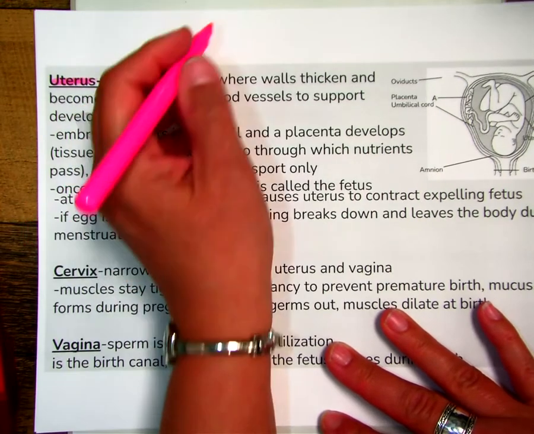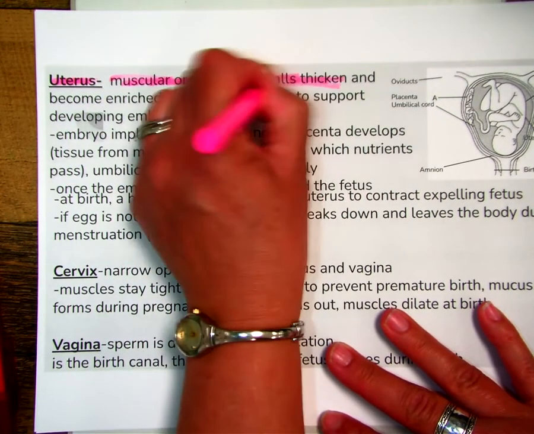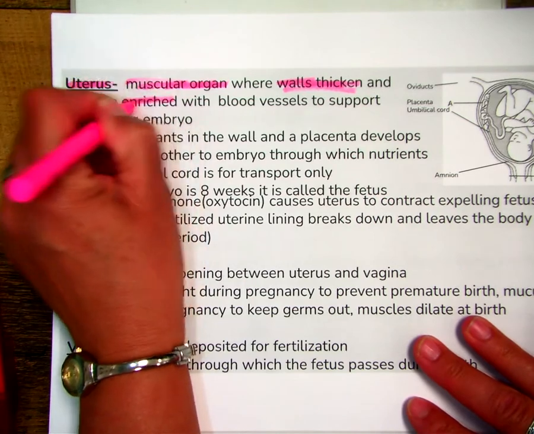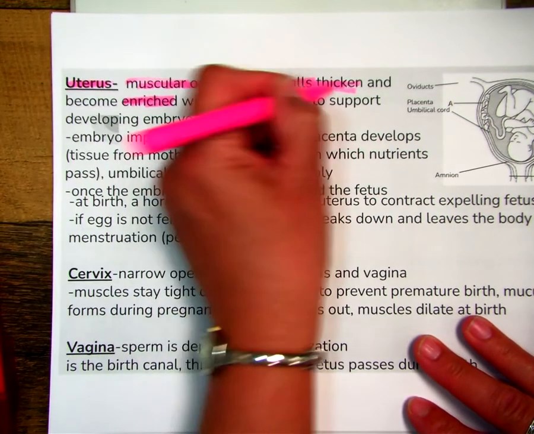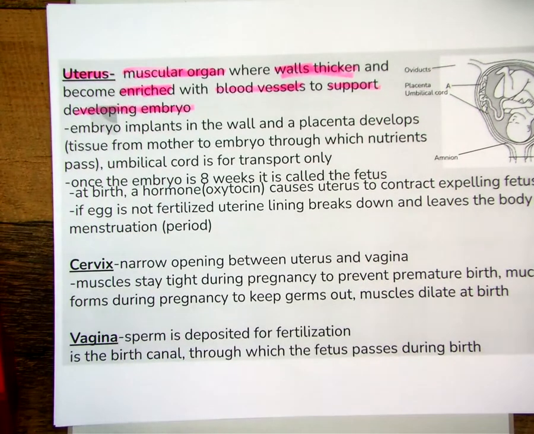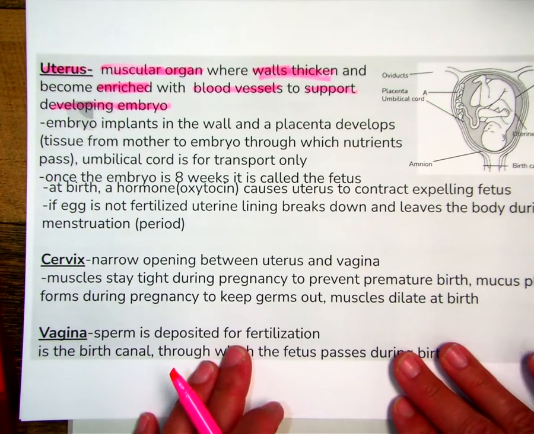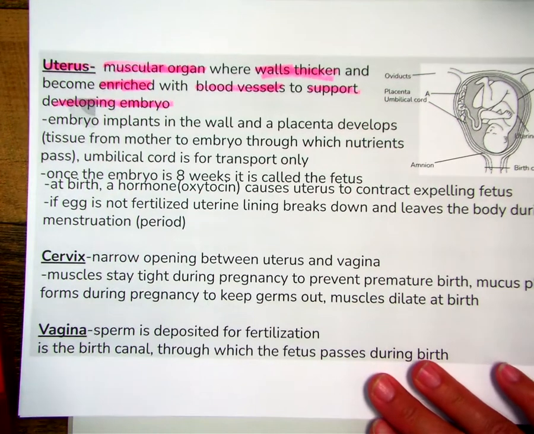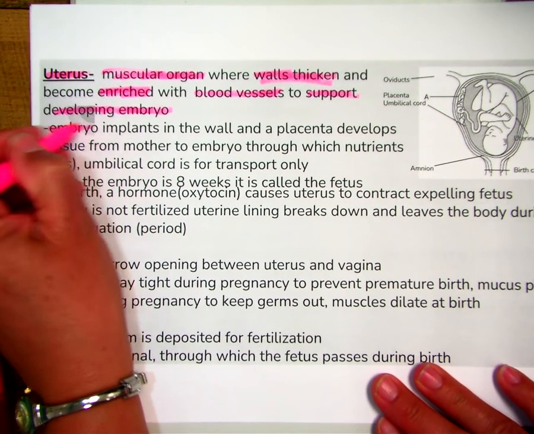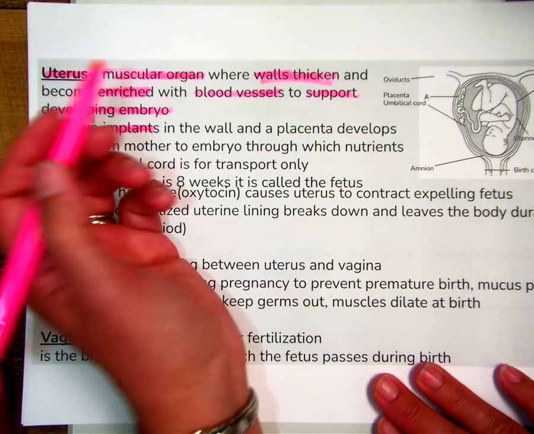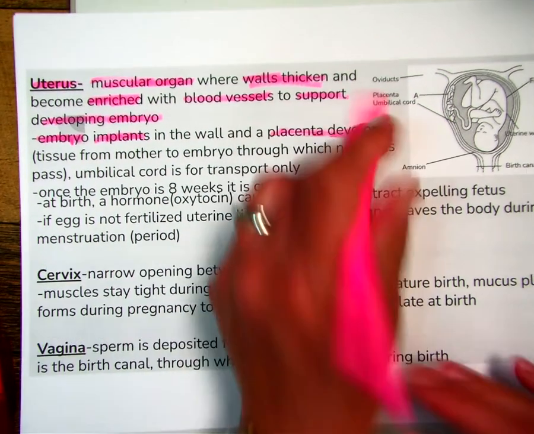It has very thick walls, and they become enriched with blood vessels. This is part of the menstrual cycle. Why? To support that developing embryo. So it's going to build this up every month. When the embryo implants in the wall, a placenta will develop. So if this is the month that she ends up pregnant, the embryo will implant and that placenta develops.